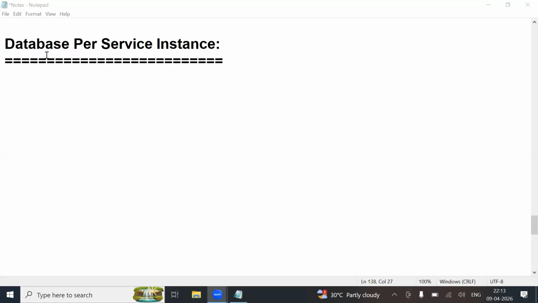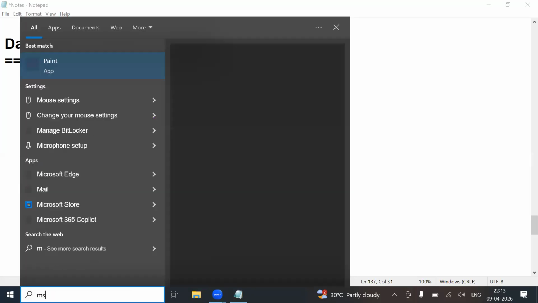So we are talking about a concept called database per service instance. Okay. So why are we doing this? Let me open Paint.